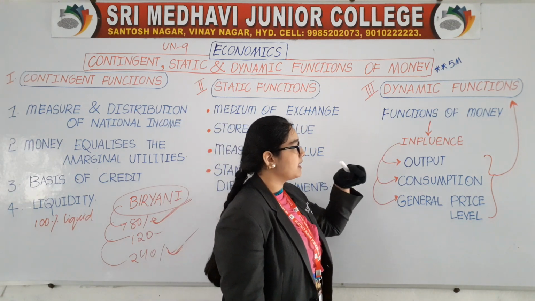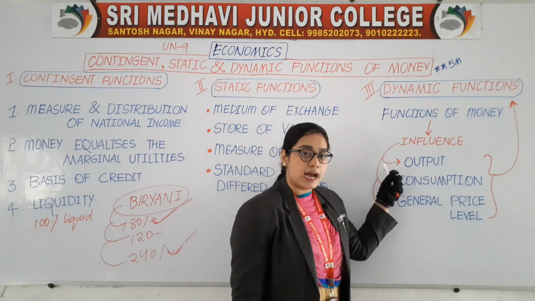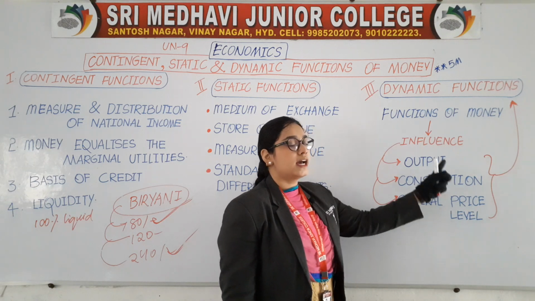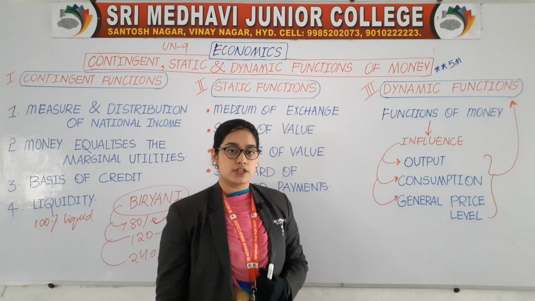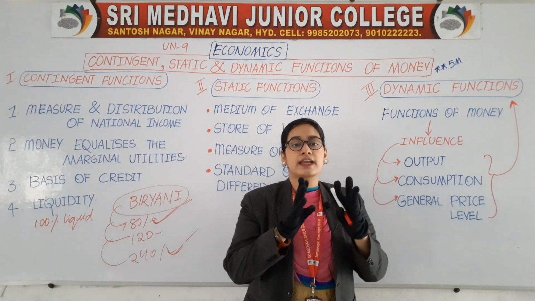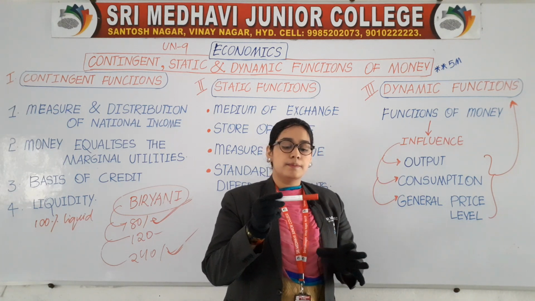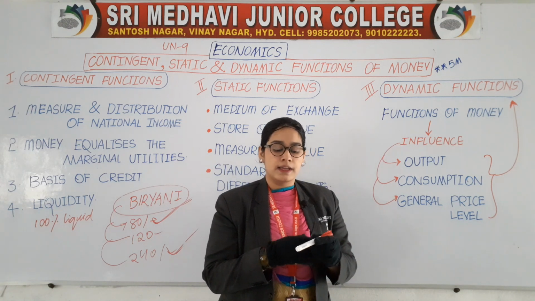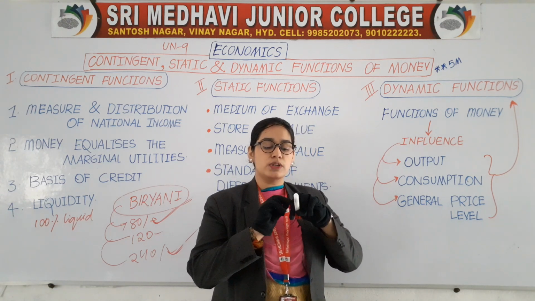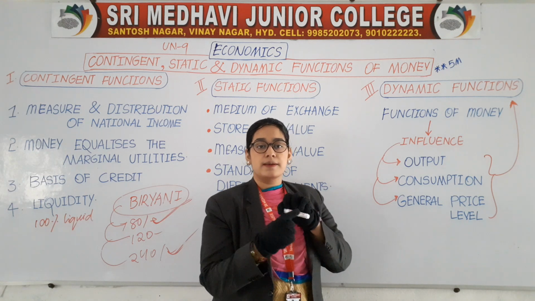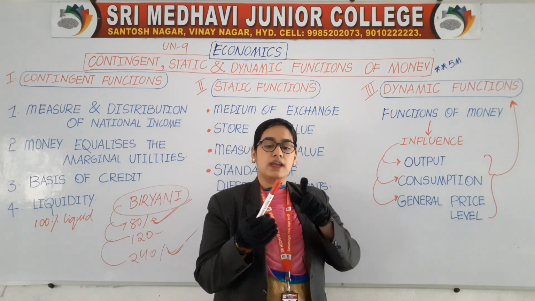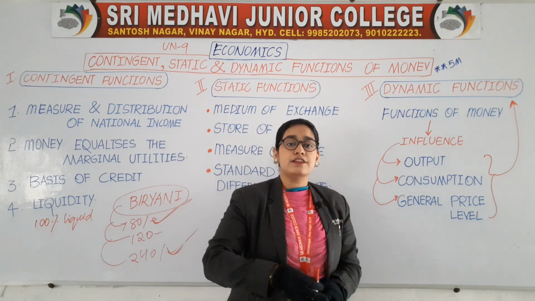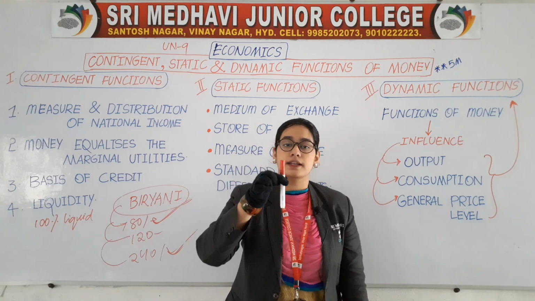The functions of money which influence the output, the consumption and the general price level are known as dynamic functions. Output is the final product. Before manufacturing the marker there are a number of steps: the labeling, which color they need to mention, what is the name of the company, how to give the design, etc. There are many steps and the final output is the finished marker.